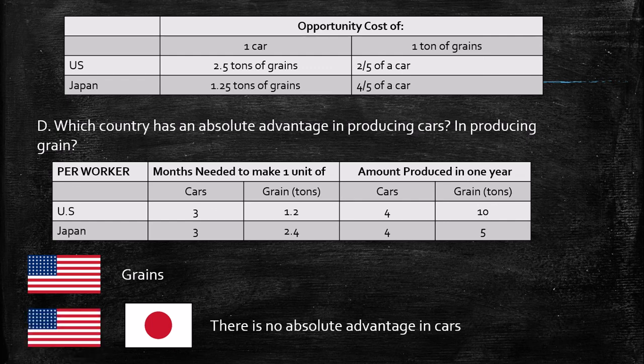And what about cars? There is no absolute advantage in cars, because both the United States and Japan can produce the same quantity, 4 cars per year. So there is an absolute advantage in grain for the United States, and there is a draw between the United States and Japan in cars.